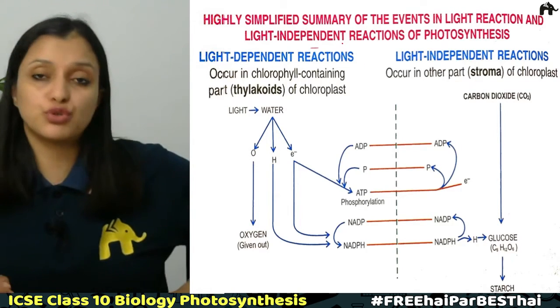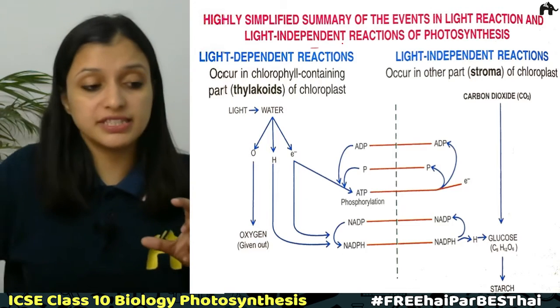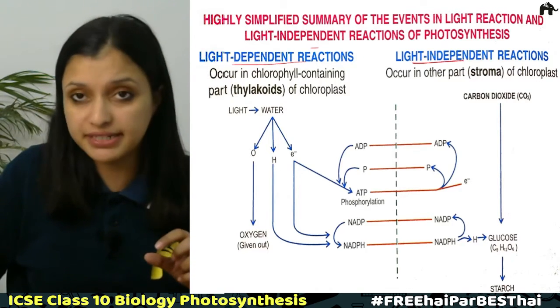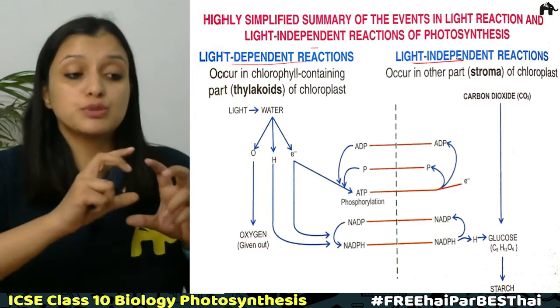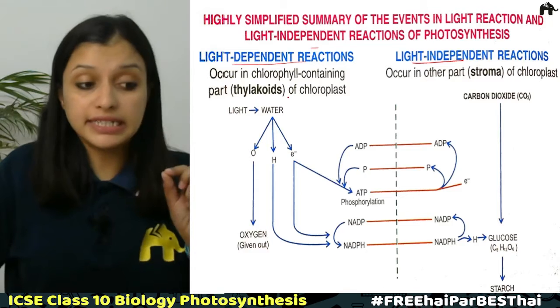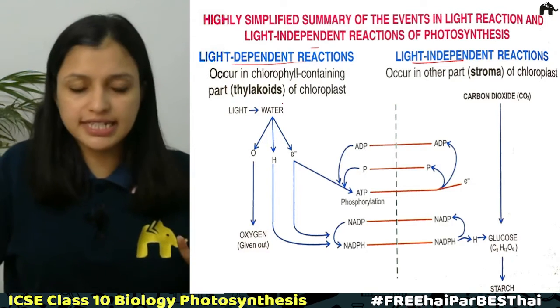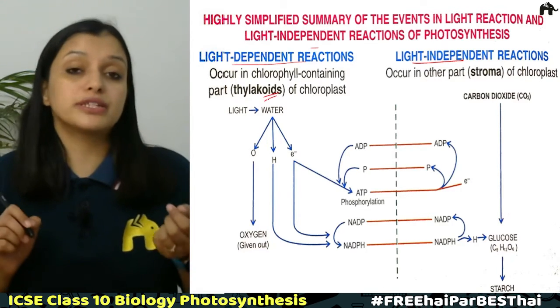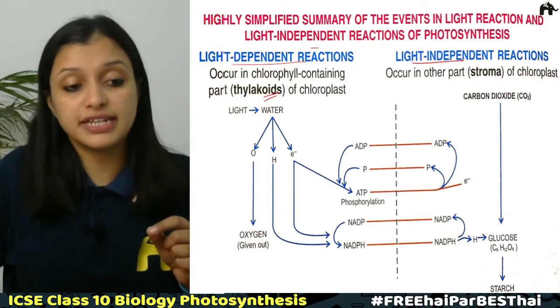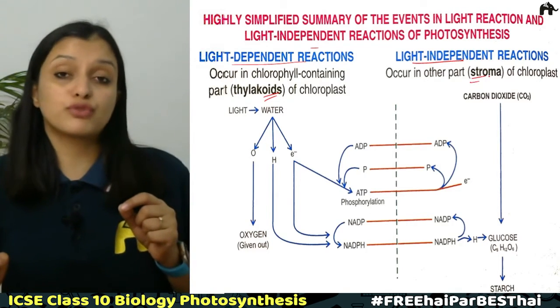Fine. Now let us look into the summary of the events that occur during light reactions and light independent reactions of photosynthesis. So there are two phases. One is the light dependent reactions, one is the light independent reactions. The first difference between the two is the light dependent reactions take place during the daytime and in the thylakoids of chloroplast, while the light independent reactions take place in the stroma of chloroplast.